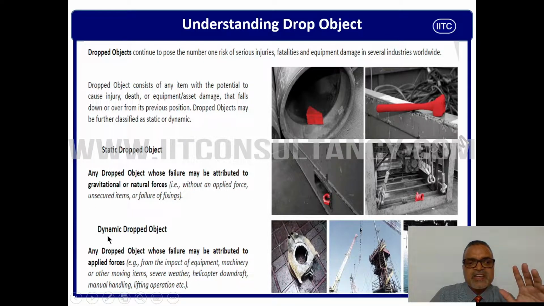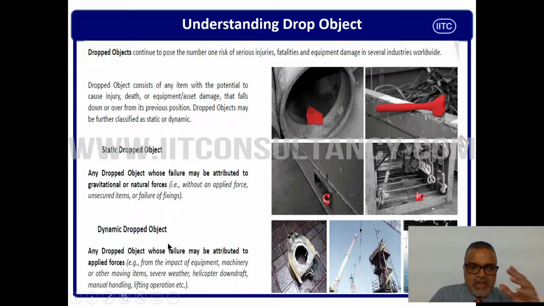So here you can say that there is application of additional force. The definition is any object whose failure may be attributed to applied force. For example, some moving equipment at height, a crane operation, a helicopter crash, severe weather, any moving pumps. That is why it is said to be a dynamic object or dynamic drop object.